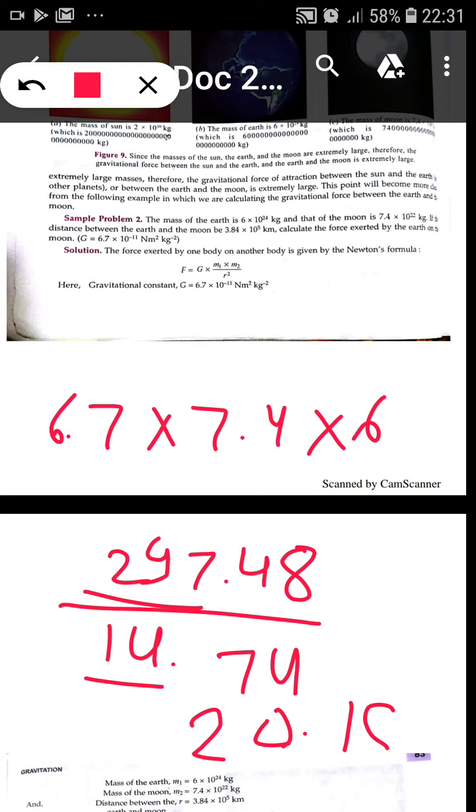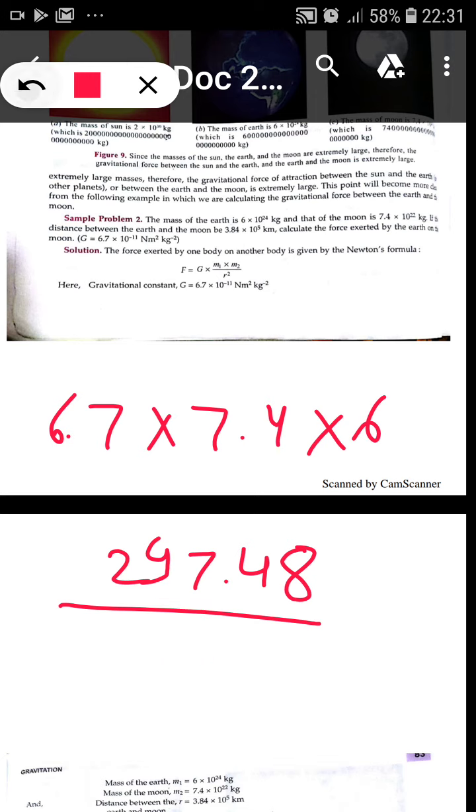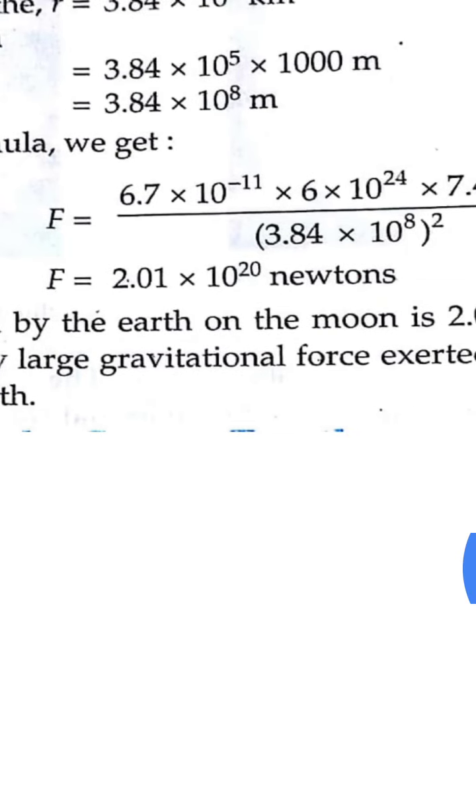That is 20.18. But here we are having the value of 10 to the power 19 also, sorry. Now we just have to move that decimal towards the first value, because we have to write it in the standard form. So we just have to write the decimal after the first number. We have written there 20.18, right? So here we will be writing 2.018, and after that the power was 19, so it will be increased to 20. So the answer is 2.01 into 10 to the power 20 newtons.